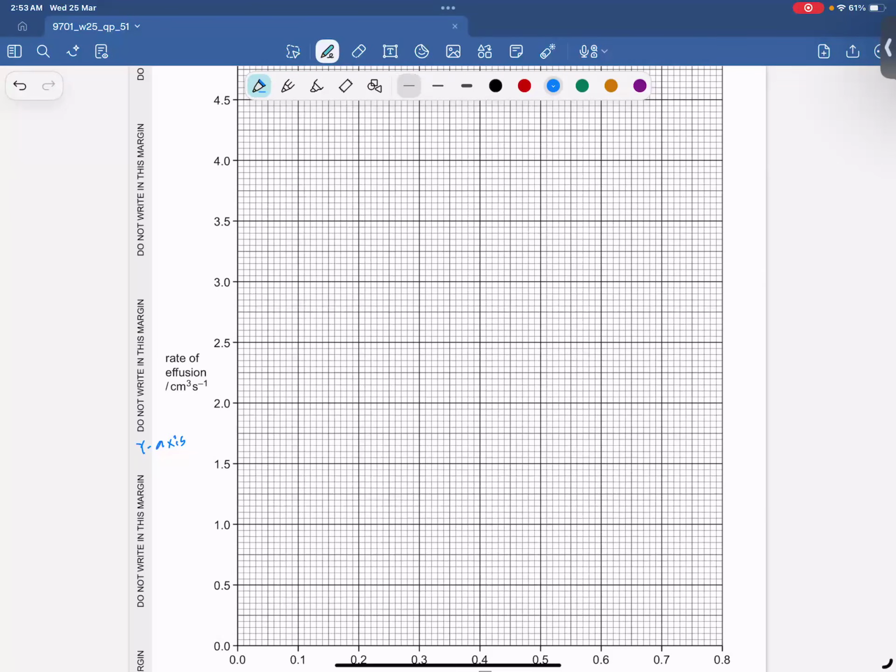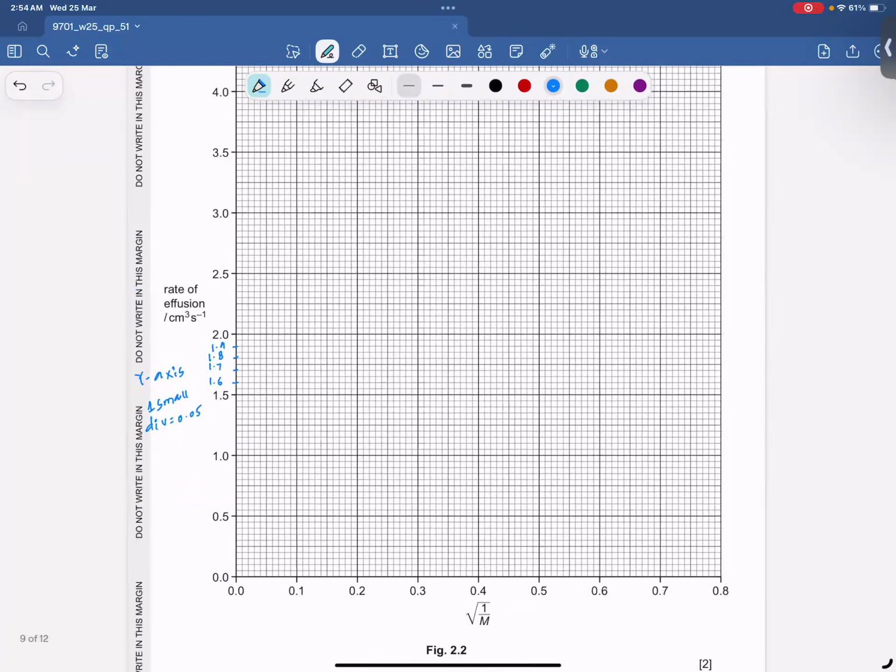Y-axis is basically 1 and 0.5. So it's 0.5 divided by this, so it's going to be 0.05. So one small division, one small box, equals 0.05. Okay. So if it is 1.6, it's going to be 1.5, so it has to be 1.6, then 1.7, 1.8, 1.9, and then 2.